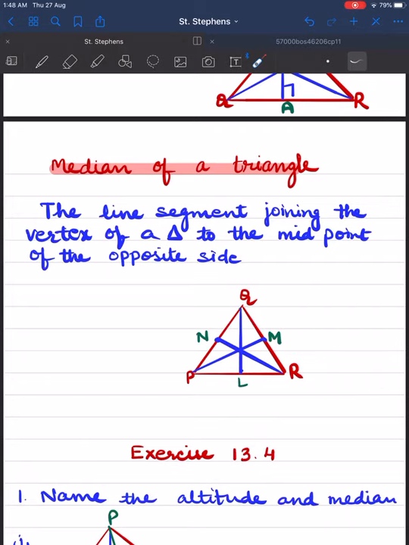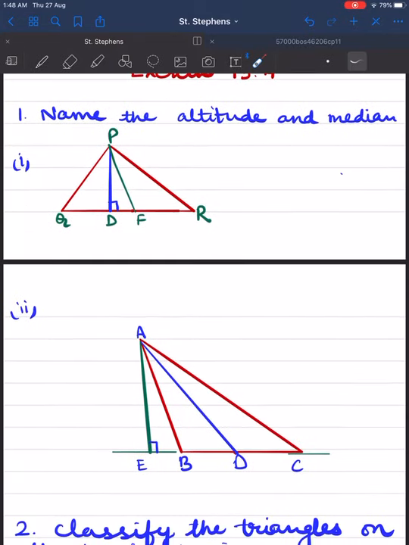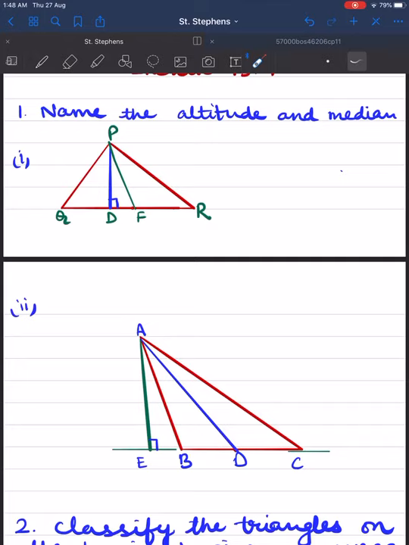Now let's do exercise 13.4. Question 1. Name the altitude and median. Now here in the triangle PQR, we observe that PD is a perpendicular line segment drawn from vertex P to its opposite side QR. So here PD is the altitude. And we also observe that F is the midpoint of QR. So here PF is the median.